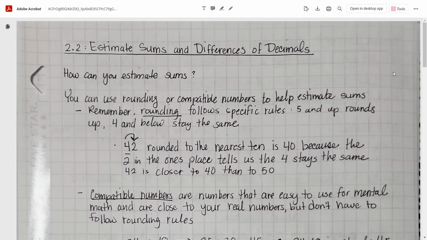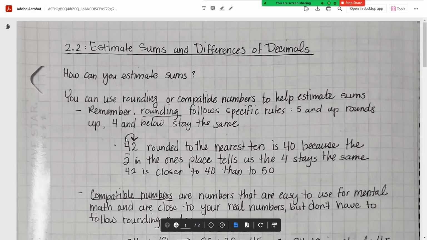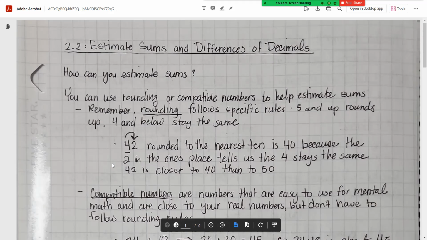So 42, if I want to round it to the nearest 10, so the tens place is my rounding place, the 4 is in the tens place. I'm going to look at the ones place that has the 2 to decide. Now, since the 2 is less than 5, it tells me that that 4 is going to stay the same. So it's going to round down to 40 instead of rounding up to 50, because 42 is closer to 40 than it is to 50.